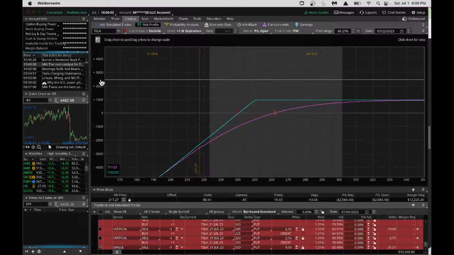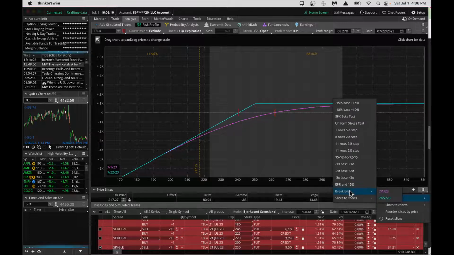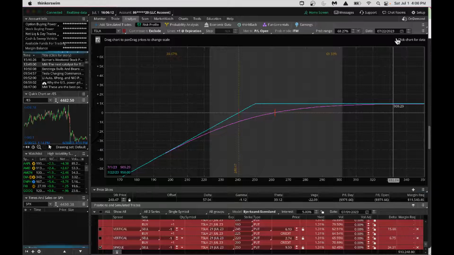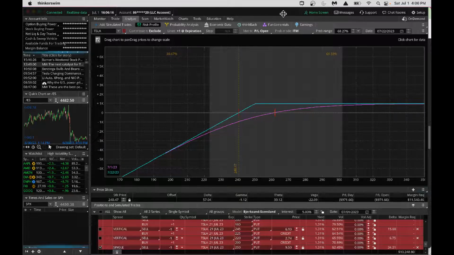All right, so we got our Tesla trade here. What we'll also do is go here and set the slice to break even right here, 7/22. And we already have 7/22 here, which is great. Look, this is a very high probability trade. Look, chance of break even is 69%, almost 70%.